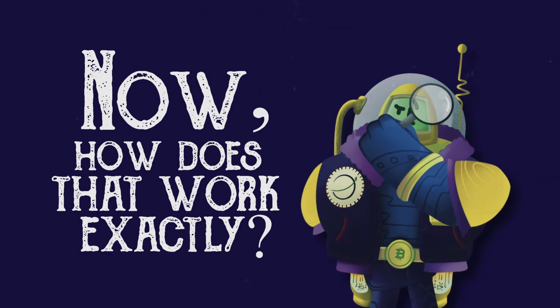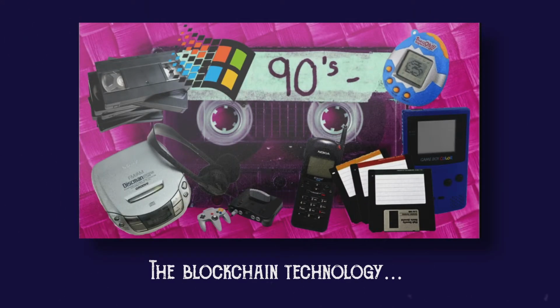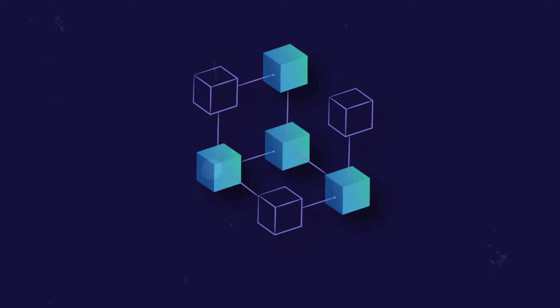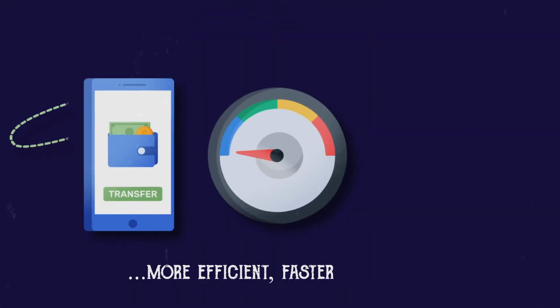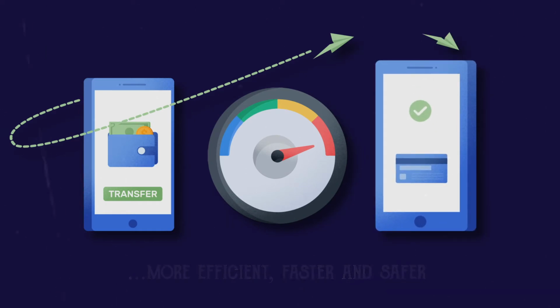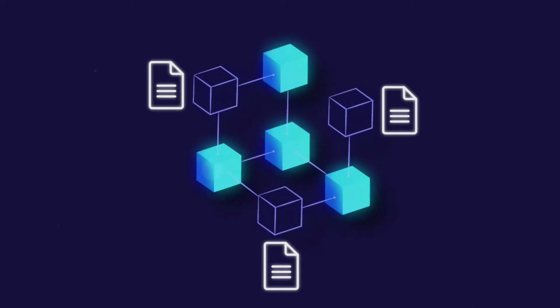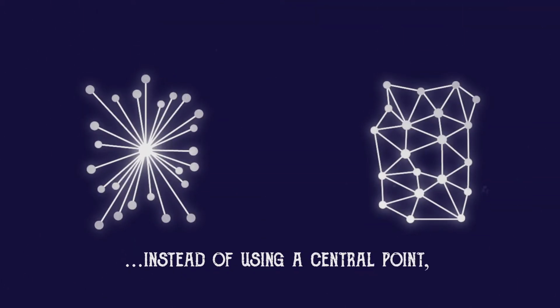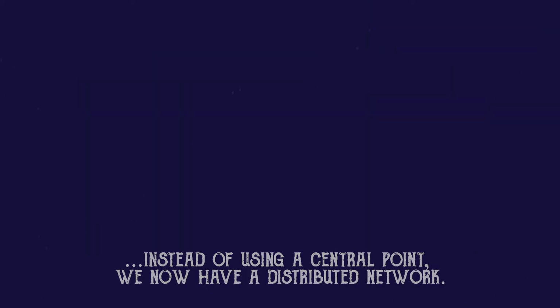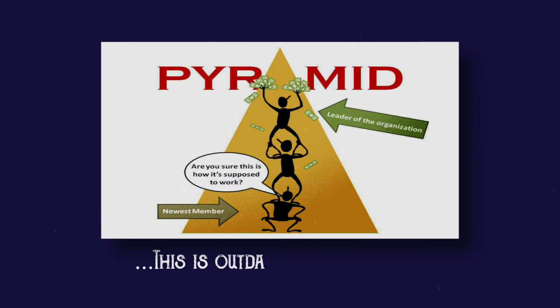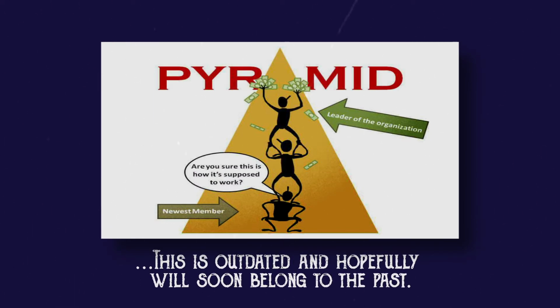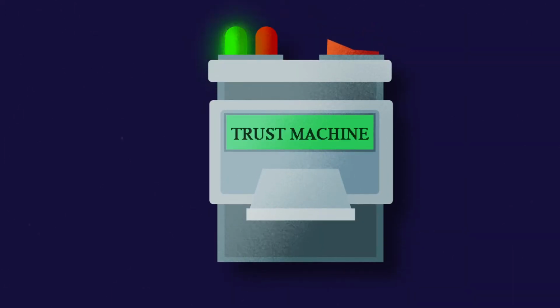Now, how does this work exactly? Let's have a look. Blockchain technology currently finds itself in the phase the internet was in during the early 90s. Blockchain technology is a great way to make the world more efficient, faster, and safer when it comes to the transfer of value. This technology prevents things like fraud, corruption, and piracy from happening at the top of the pyramid. This structure has now become a network of which everyone carries an exact copy containing all the transfers ever made. So instead of using a central point, we now have a distributed network. A good synonym for a pyramid structure is a top-down structure. This is outdated and hopefully will soon belong to the past. Blockchain technology is also being called a trust machine.